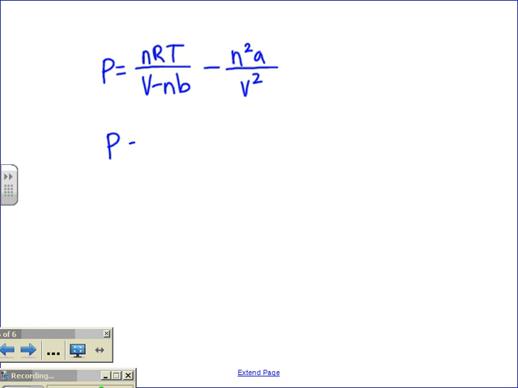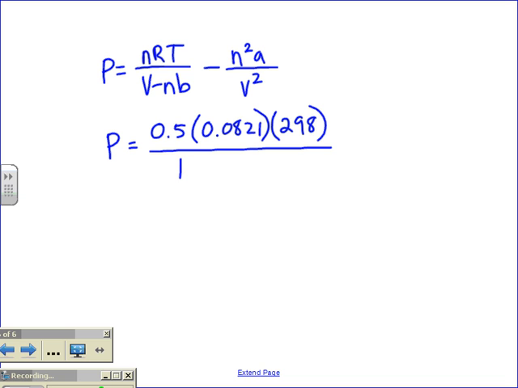So P equals, and I'm going to start plugging the variables in. N still stands for number of moles, so there are 0.5 moles. R is still our gas law constant, 0.0821. T is still our temperature, 298 Kelvin. Over our volume, which was 1 liter, so 1, minus n again, which is 0.5, and then B, the variable they gave us, is 0.0562. This isn't really difficult. It's just a lot of numbers, a lot of substituting, and a lot of algebra.